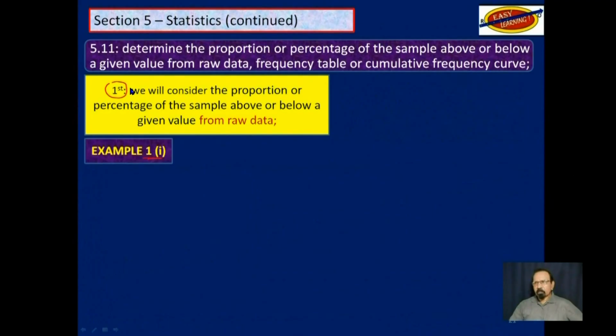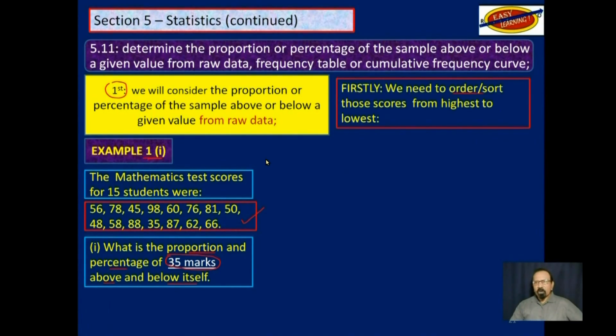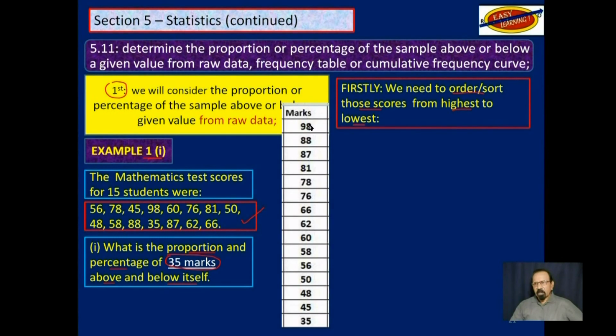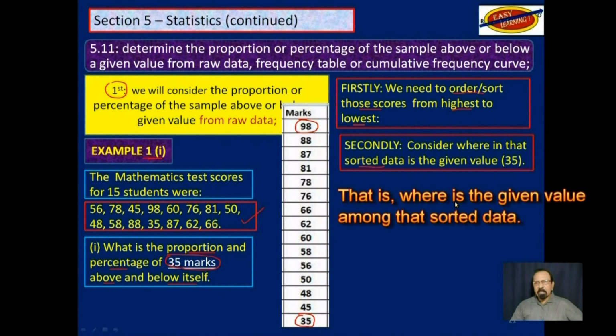Example 1, part 1. The mathematics test scores for 15 students were given. What is the proportion and the percentage of 35 marks above and below itself? So firstly, we will need to order or sort these scores from highest to lowest, like what we have here. This is the lowest, that is the highest. Once we have that, we will consider where that sorted data is in the given value, which in this case is 35 here. As you could see, it is actually the lowest.